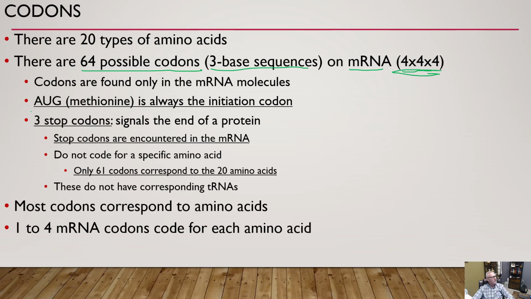But what we find is that AUG corresponds to the amino acid methionine, and that's always going to be our initiation codon or our start codon. And remember that I said we have 3 stop codons, and that's going to signal the end of your protein synthesis. So really we only have now 61 codons for those 20 amino acids.